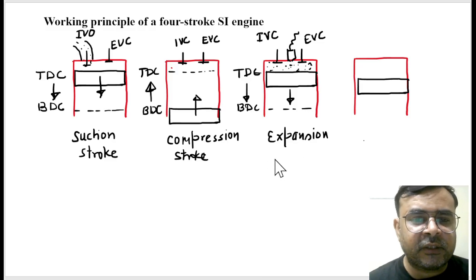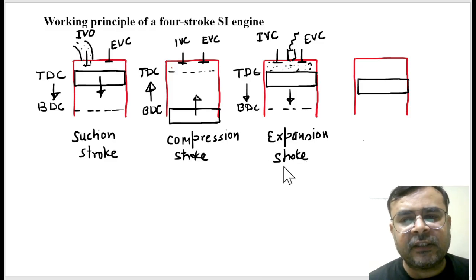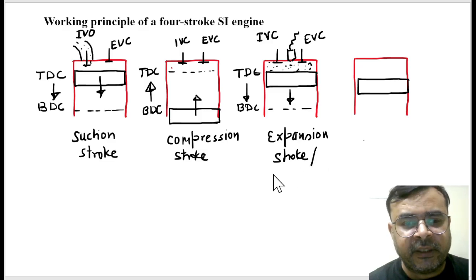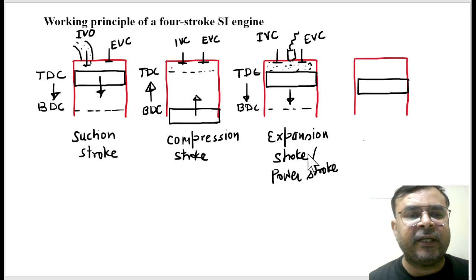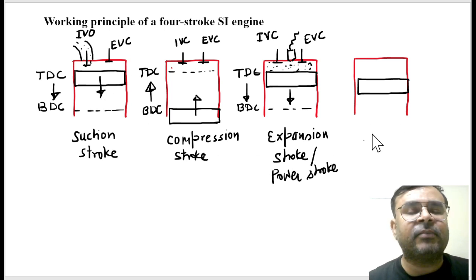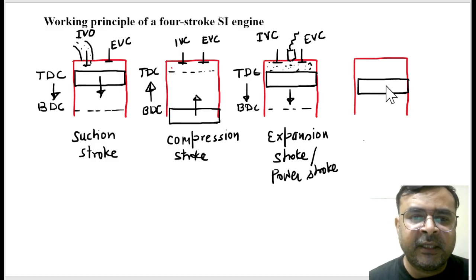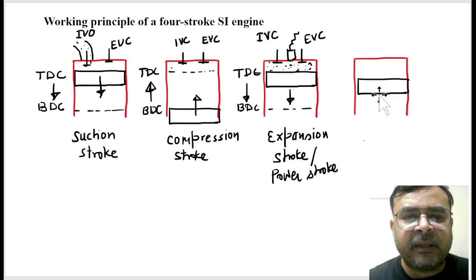So this stroke is called the expansion stroke, and it is also named the power stroke, because this is the only stroke in which we get power. Is it right? In the rest of the strokes we never get power, we just provide the power externally. So this is called the expansion stroke.